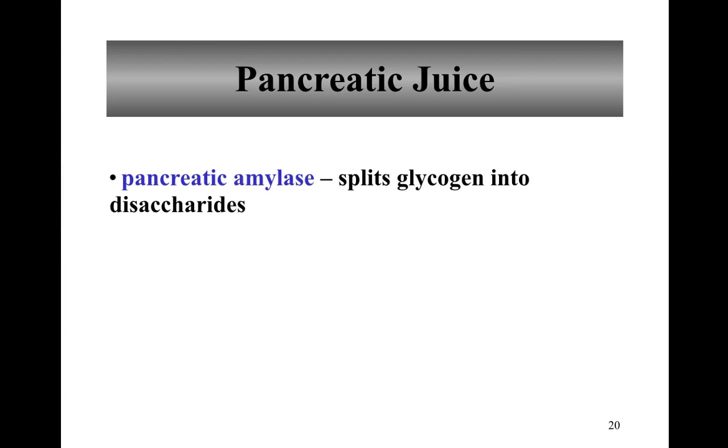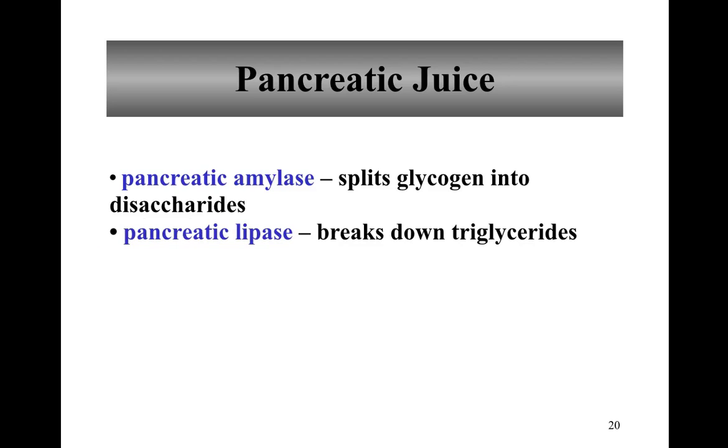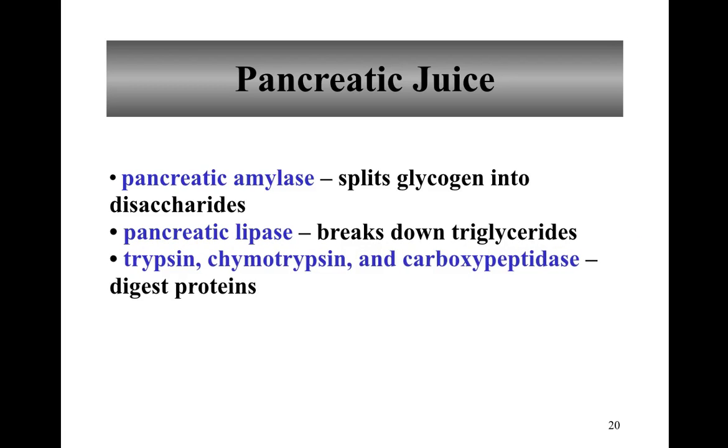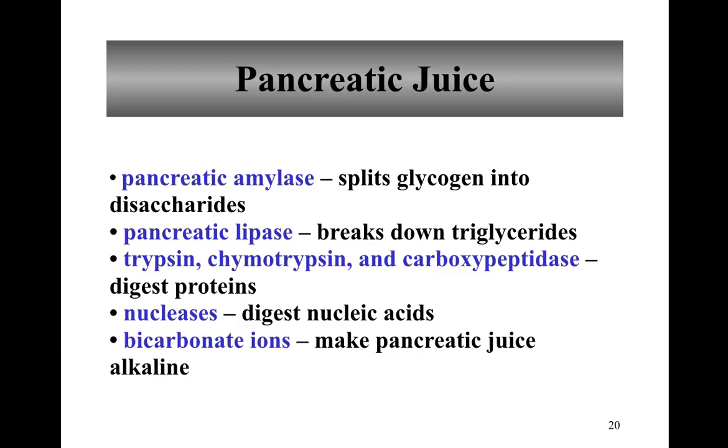So the pancreas makes several different chemicals that play a role in digestion. They are pancreatic amylase, the enzyme that breaks down glycogen into disaccharides, or helps digest sugar. Pancreatic lipase is the enzyme that breaks down triglycerides, or fats. Trypsin, chymotrypsin, and carboxypeptidase are enzymes that play a role in digesting proteins, and nucleases help digest nucleic acids in our food. The final chemical that is in the pancreatic juices is bicarbonate ions.